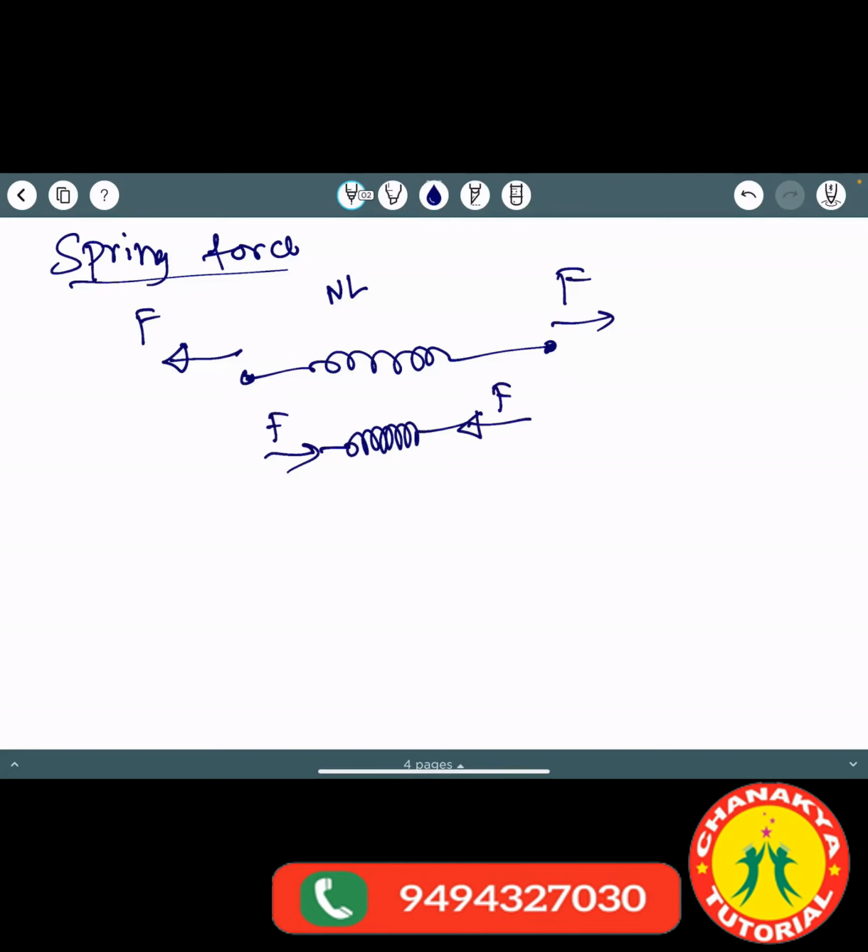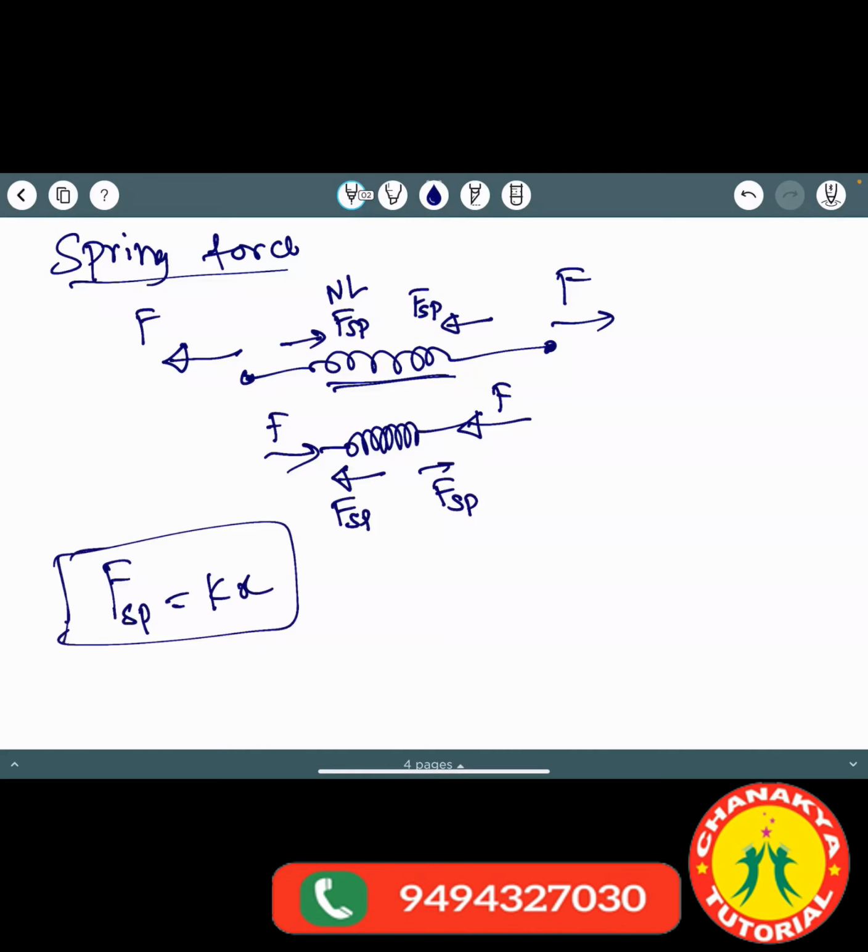In this case, the spring will try to go back, F spring. Here, the spring will try to push it back, F spring. And the value of the spring force is given by K times X. It is like tension only. Note it down.